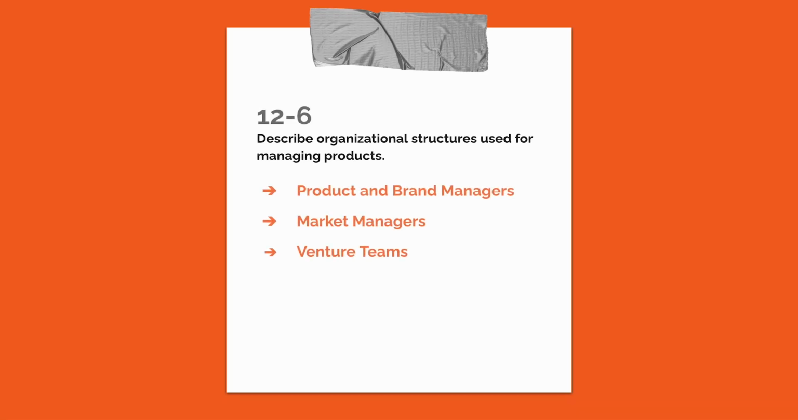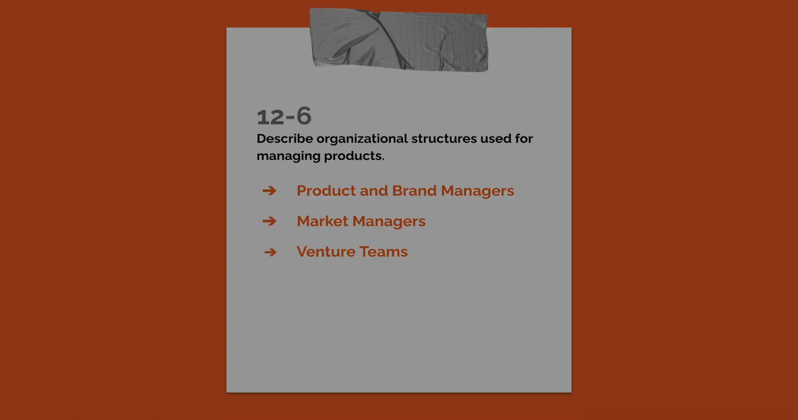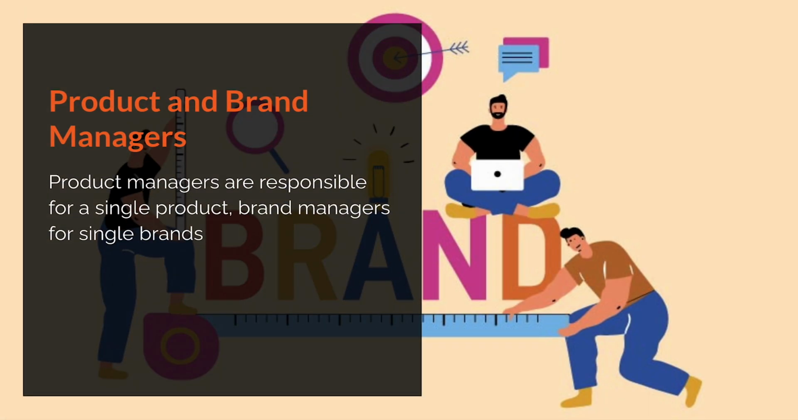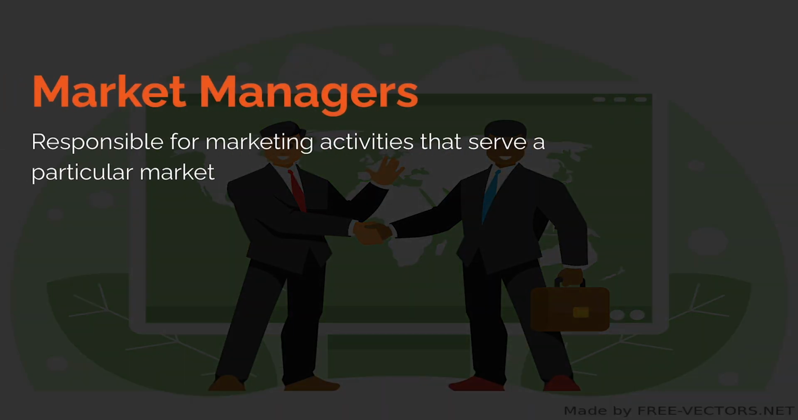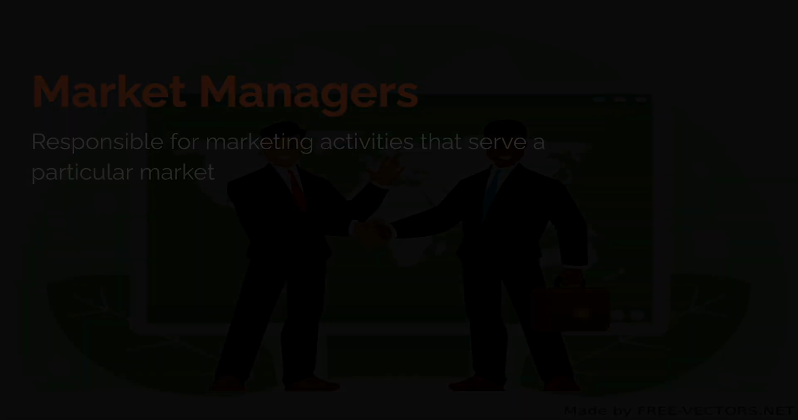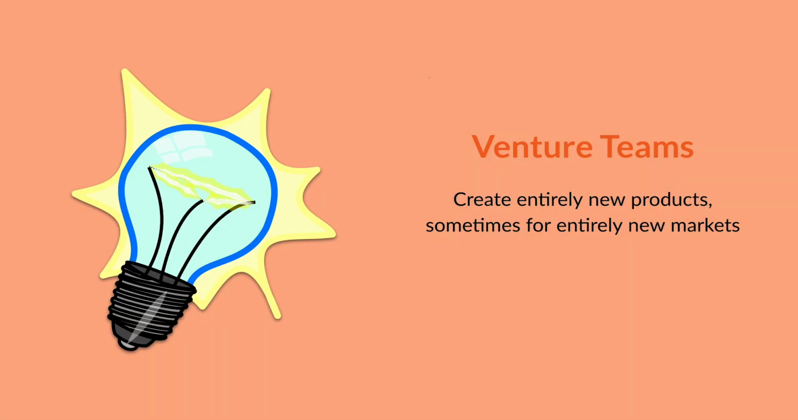For Section 12-6, we will describe organizational structures used for managing products. There are product managers which are responsible for a single product and brand managers that manage a single brand. These individuals within a company often collaborate with each other. Market managers are responsible for marketing activities within a specified market. Venture teams are cross-functional groups that create entirely new products, sometimes targeted at new markets, and are entirely responsible for all aspects of development.